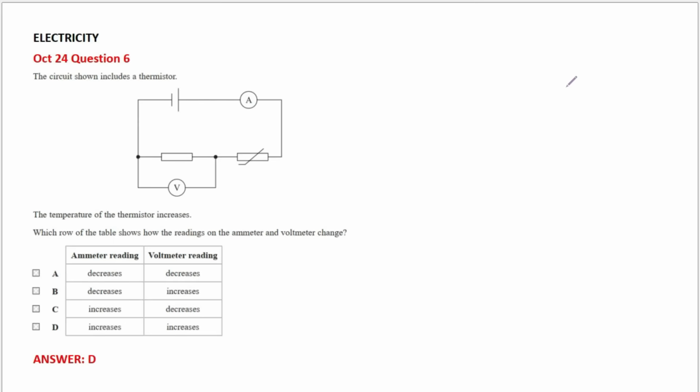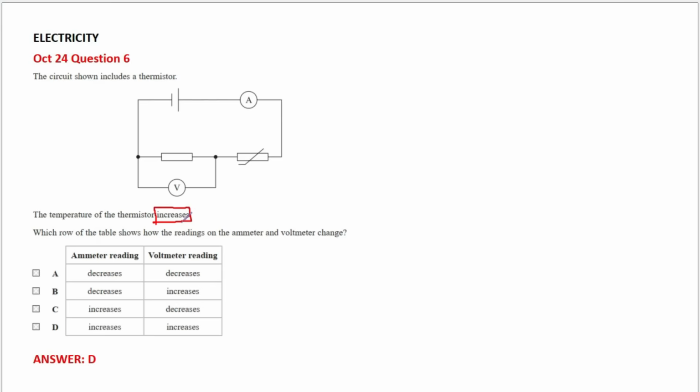Let's move on to the next question. This is also from October 24, question 6. The circuit shown includes a thermistor. The temperature of the thermistor increases, right? So you need to recall what happens when the temperature of a thermistor increases, right?